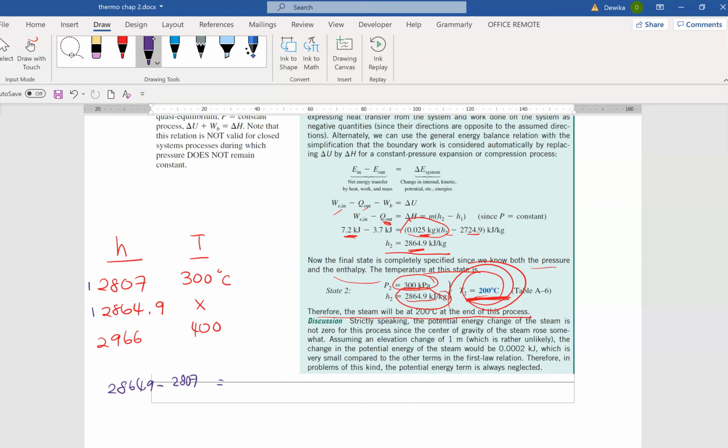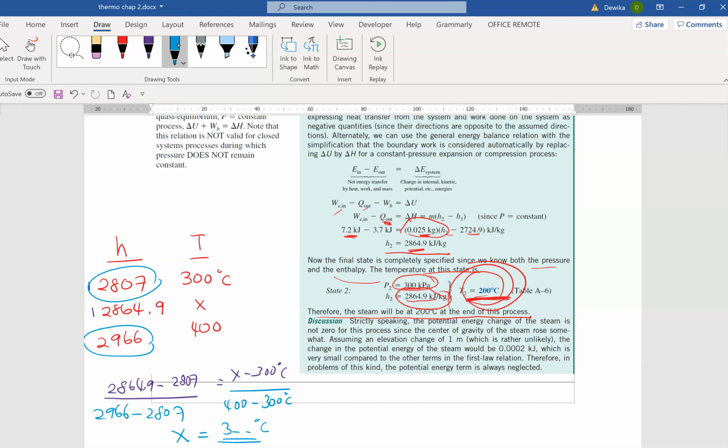So x would be lying somewhere in between, 300 plus. Press the calculator, you will see that it is 300 plus. So that is the actual temperature value. The textbook is actually approximating it, but it's okay. This is the actual working that you should apply. With that, we are just going to move on to chapter 4.3, which is specific heat.